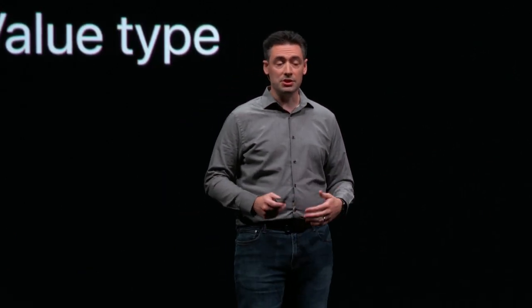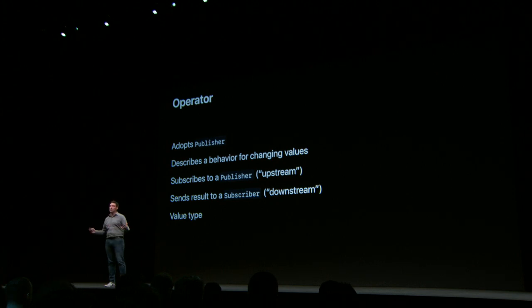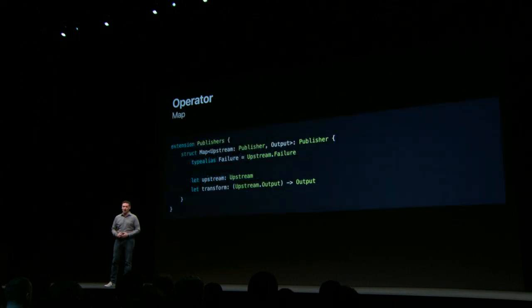Operators are publishers, and so they adopt the publisher protocol, and they are also declarative and therefore value types. What they do is describe a behavior for changing values, adding values, removing values, or any number of different kinds of behaviors, and subscribe to another publisher, which we call the upstream, and send their result to a subscriber, which we call the downstream. Here is an example of an operator.